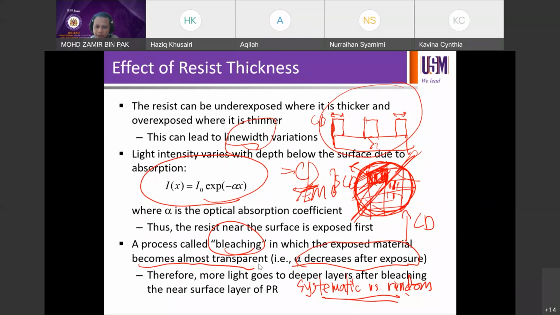Bila light can pass through, what do you expect to happen in the resist? Anyone else? Juaria, what do you expect to happen?